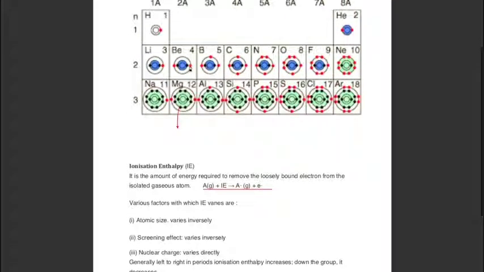First is atomic size. Ionization enthalpy depends upon atomic size. And atomic size and ionization enthalpy are inversely related to each other. As I told you, ionization energy is the energy that is required to take out the electron of the outermost shell of an atom. So, directly it depends upon the force of attraction. The more the force of attraction between nucleus and electron, the more energy we have to supply. And also, this force of attraction depends upon size.